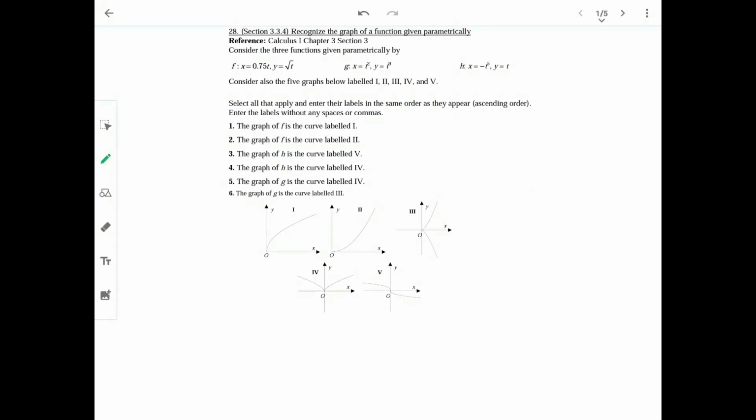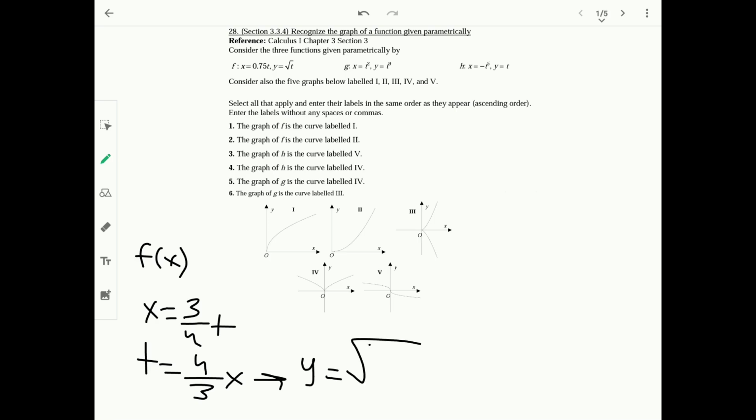Let's solve together. Now let's move for the first one, f of x. Now we should see immediately that x is equal to 3 over 4t, which means t is equal to 4 over 3x. And that shows us that since t is there, y equals square root of 4 over 3x, right? Now what do we know about square roots? They have a limitation. X has to be greater than or equal to 0. Now from this information, we can immediately rule out this and this, right? Because these are two graphs where x is negative.